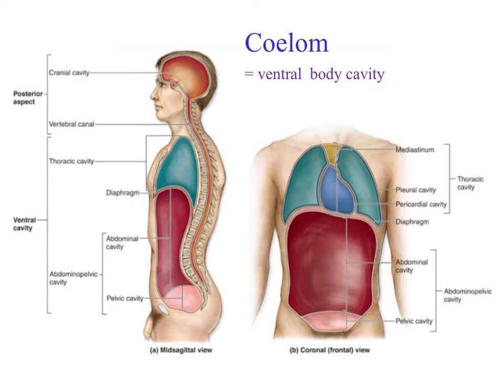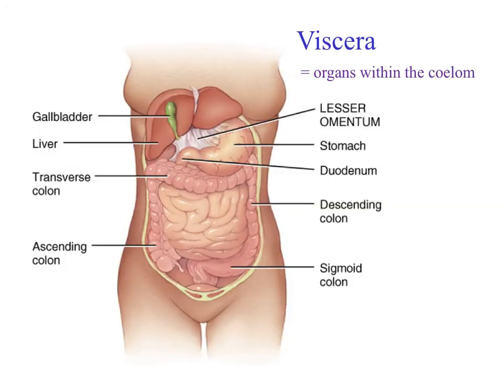So if you go all the way back to our very first week, you might recognize this image. The coelom includes all the subdivisions that you already know, so the thoracic cavity and the abdominal pelvic cavity, and then the subdivisions within each of those. The second term is viscera, and viscera is defined as all of the organs within the coelom. So this image is certainly not including all of them, but it has some very familiar ones. This is a bunch of digestive system organs, and since they are housed within the ventral body cavity, within the coelom, they're technically considered viscera.